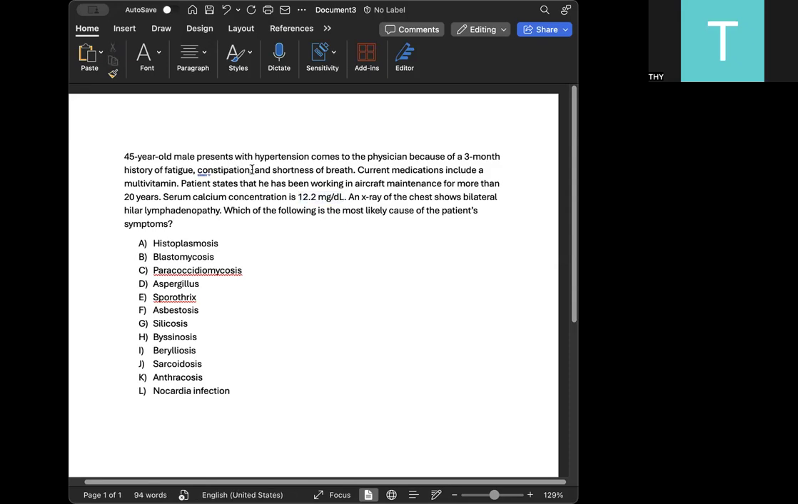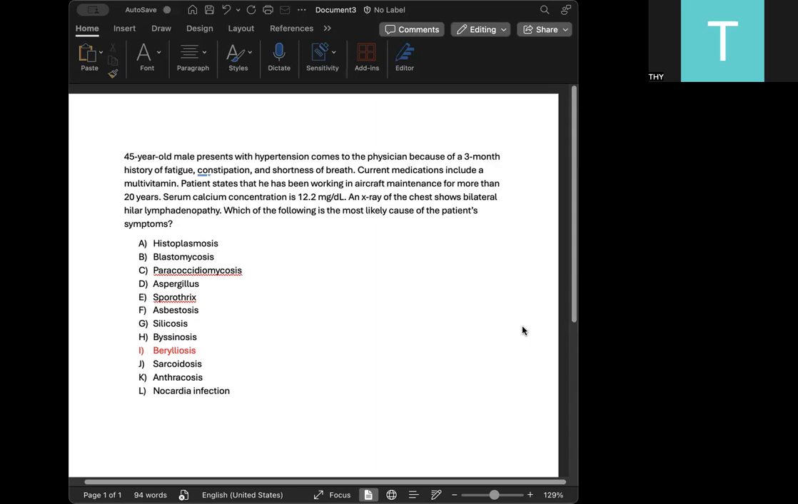This is also why this patient has constipation: high calcium means cells are less likely to depolarize, which means that peristalsis would be slow. Another reason that this is sarcoidosis or berylliosis is the bilateral hilar lymphadenopathy. This is very pathognomonic for both of these diseases. But berylliosis is the more likely cause of this patient's symptoms, since this patient has been working in aircraft maintenance for more than 20 years. So berylliosis is definitely the best answer choice.